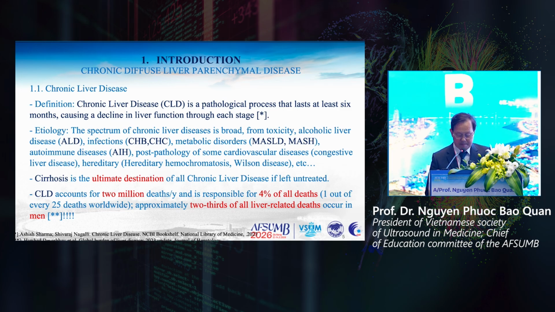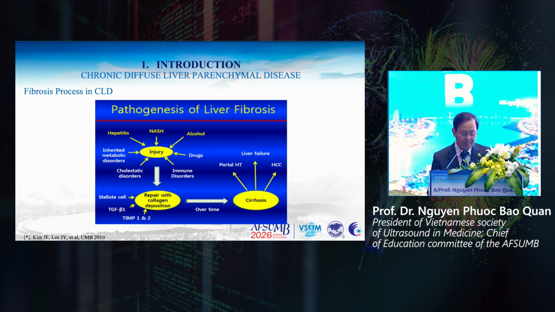The global burden of chronic liver disease explains why we have to focus on it. Every year we have 2 million deaths, responsible for 4% of deaths globally. This slide shows how liver fibrosis progresses in many kinds of etiologies of liver disease.